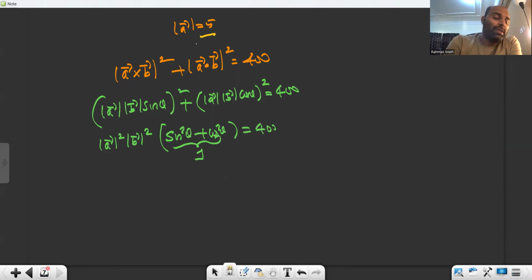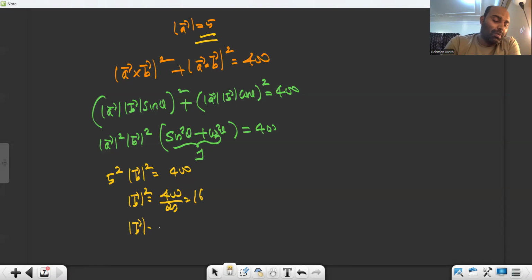And we already have magnitude A as 5. So 5 square into magnitude of B square equal to 400. 400 by 25 is 16. So magnitude B is 4. Magnitude cannot be negative. So the answer is 4. Anybody have doubt, let me know.